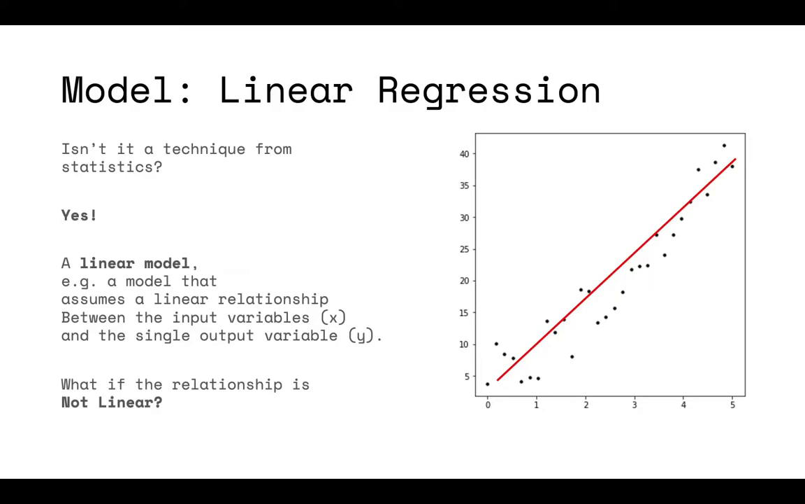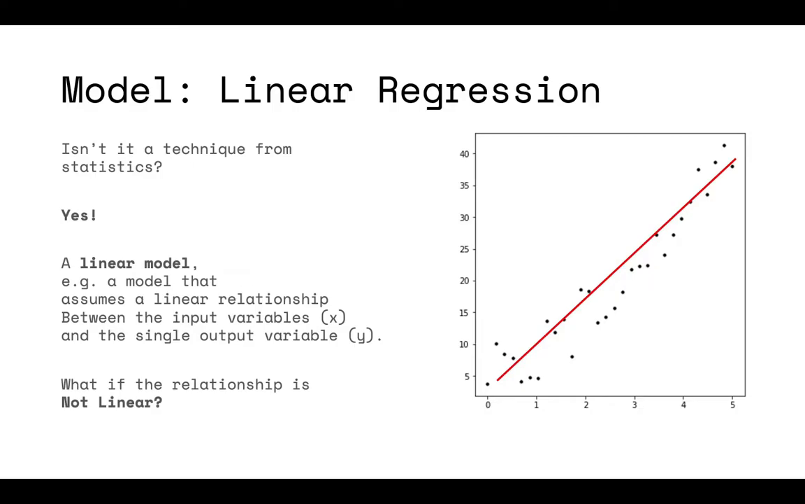Linear regression, as you know, is a technique from statistics. It is the statistical technique where we try to predict data using the relationship between the input variables and a single output variable. So this is a basic machine learning algorithm. Linear regression is one of the machine learning techniques.